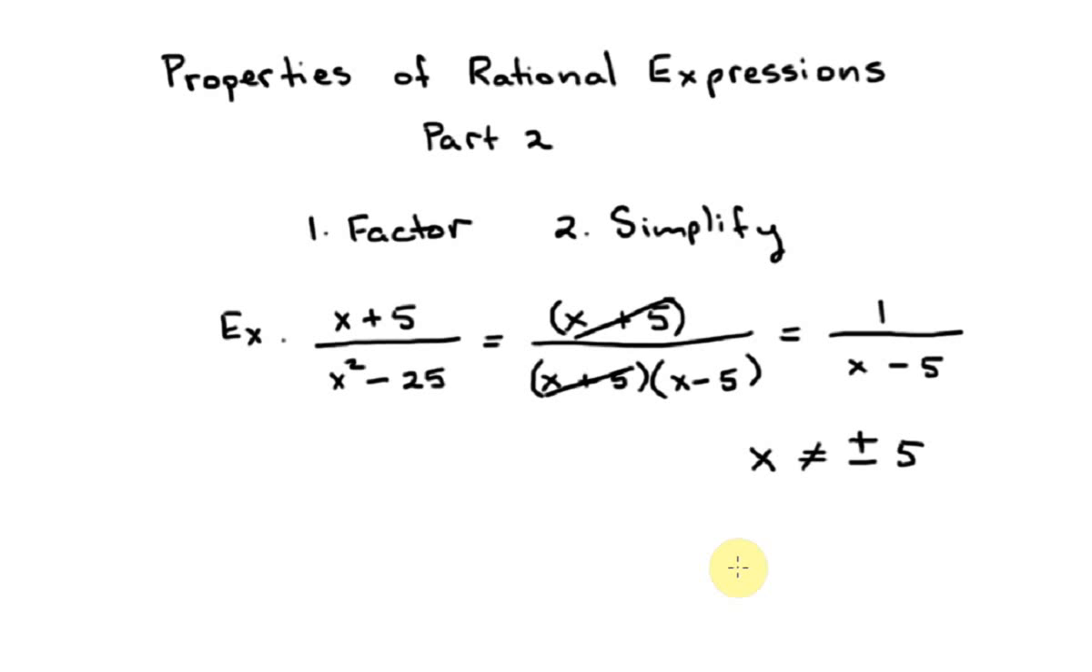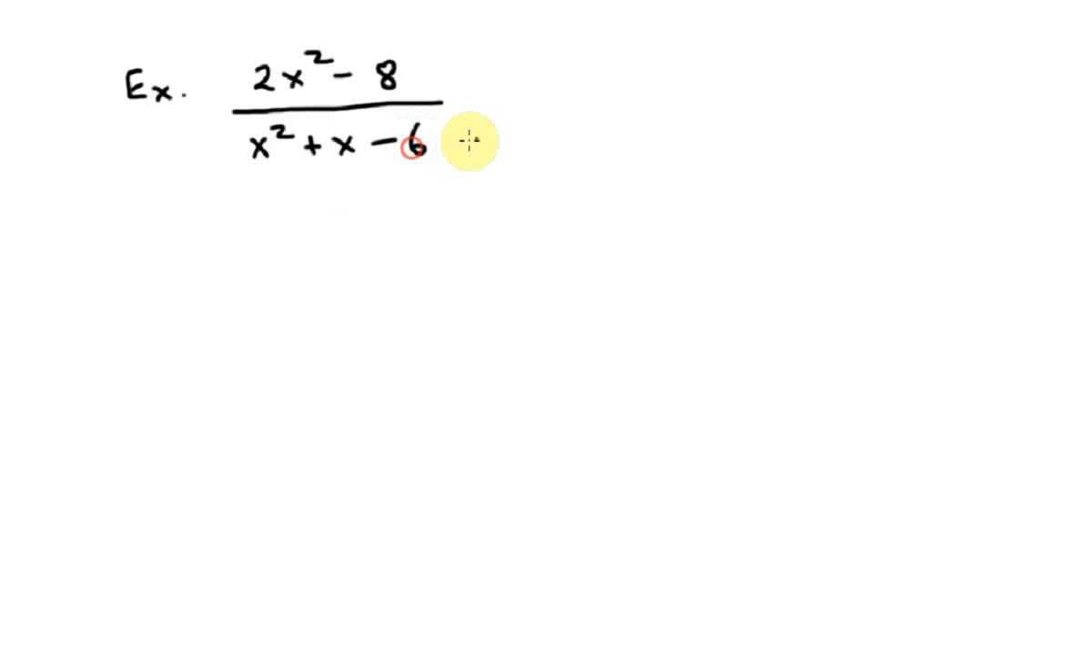Okay, so let's clear the screen and do another fun-filled example. All right, in this example, we have 2x squared minus 8, all over x squared plus x minus 6. Okay, so away we go. We're going to factor the top and the bottom.